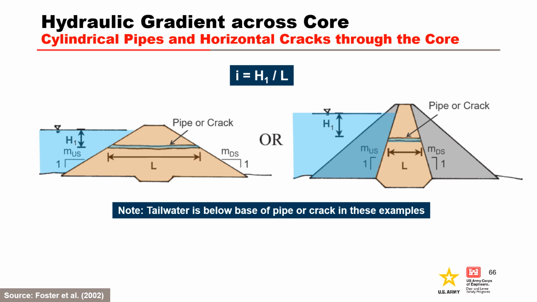For the case of tailwater below the base of a cylindrical pipe or horizontal crack, the hydraulic gradient across the core is estimated by dividing the hydraulic head difference by the length of the leakage pathway through the core. A homogeneous cohesive embankment is shown on the left, and the slopes of the upstream and downstream faces are used to estimate the length. A zoned embankment is shown on the right, where the upstream and downstream zones are very permeable, for example, rockfill. The slopes of the upstream and downstream central core are used to estimate the length.